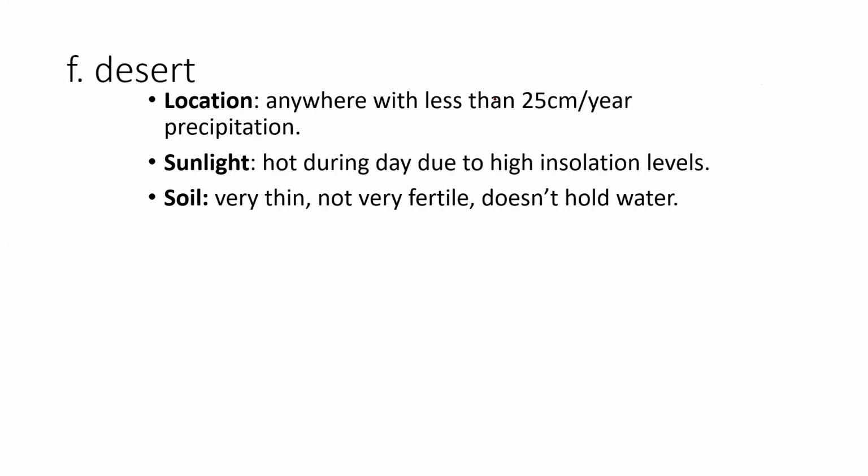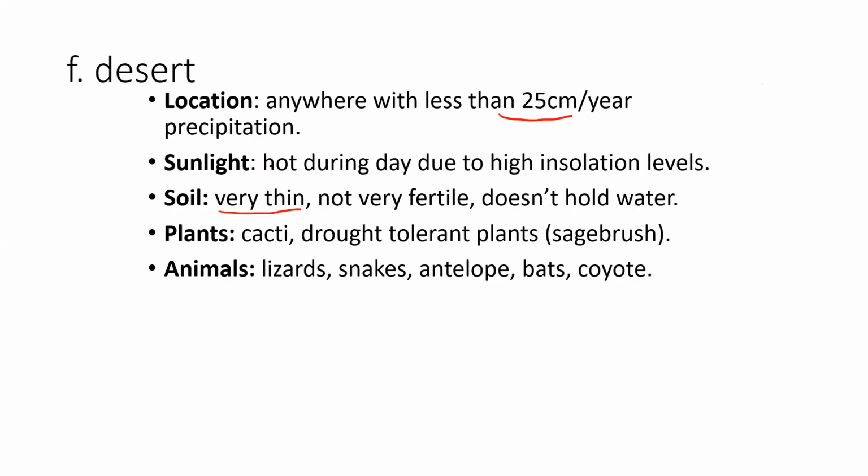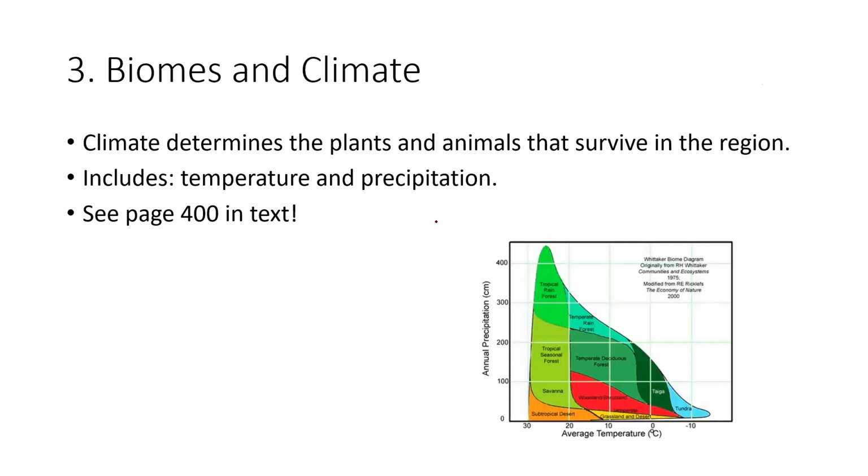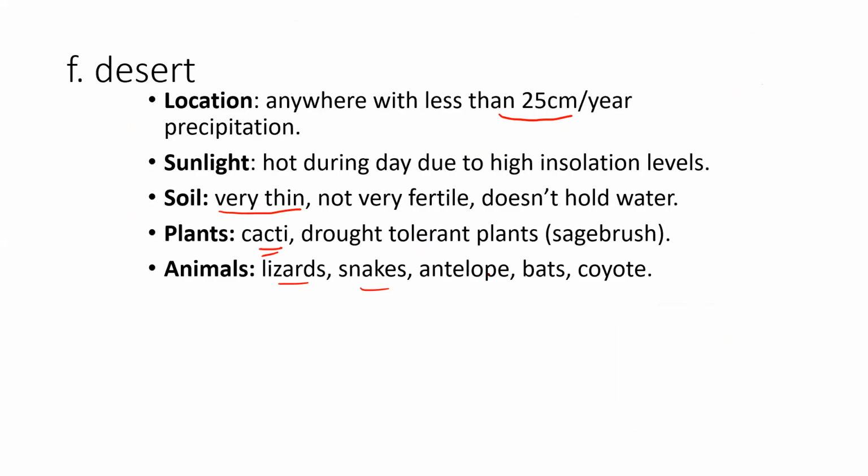Deserts, less than 25 centimeters a year. That's the primary one. Soil is not very fertile. You're going to get cacti, of course, and lots of reptiles. Yeah, I'm going to say antelope was a mistake. That antelope shouldn't be on there. No. You'll get deer though.